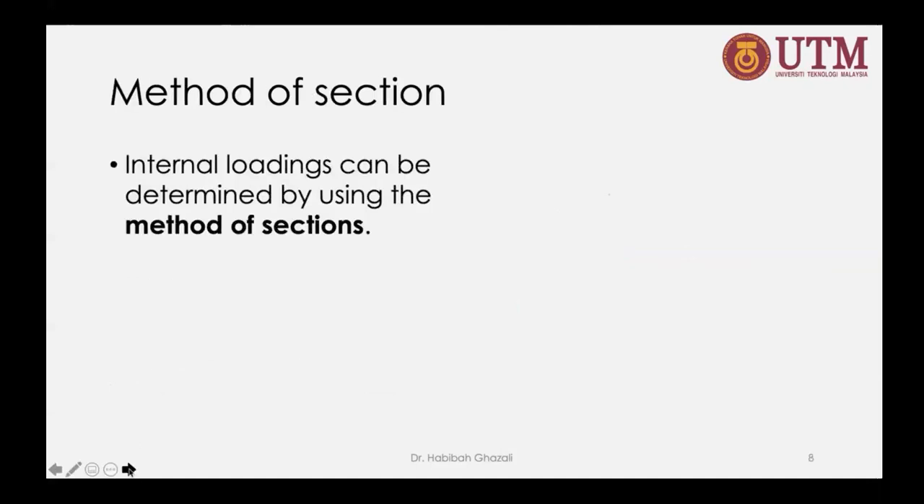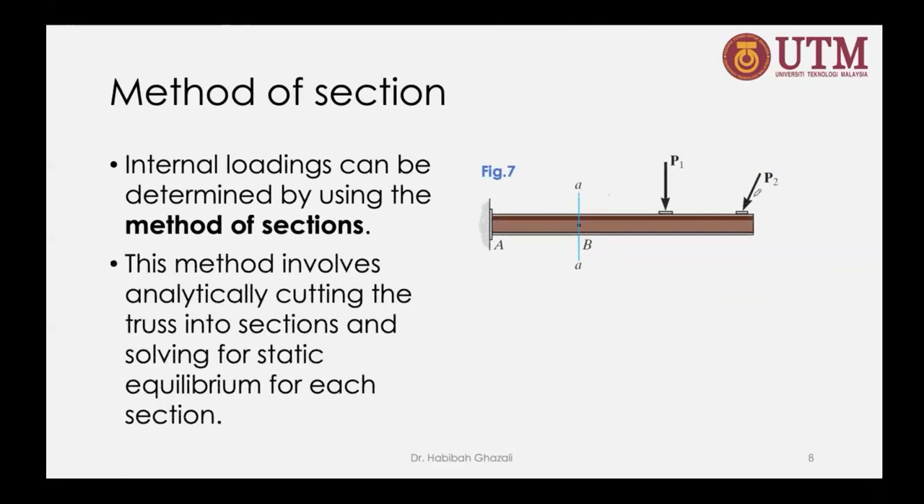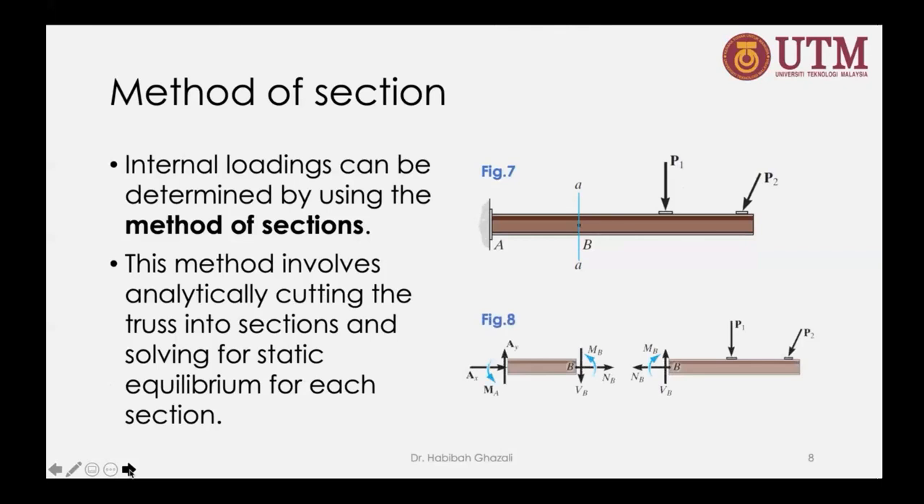So when we do the method of section, the internal loading can be determined. For example, here I have this cantilever beam, and I have a few forces acting on the beam, P1 and P2. This method involves analytically cutting the beam into sections and solving using static equilibrium for each section. So if I section it at section AA there, I need to reveal the internal forces and solve with the static equilibrium equations.